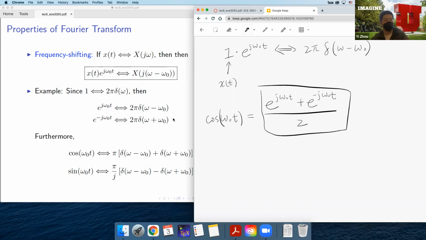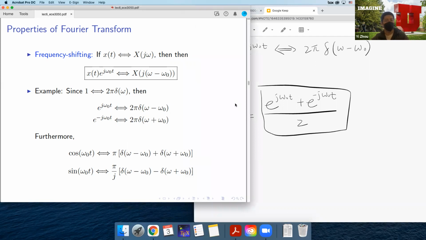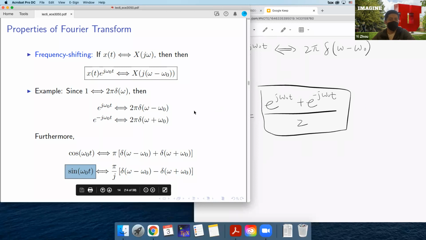So by the linearity of Fourier transform, we conclude that the spectrum of this one is simply the corresponding linear combination of these two spectrums. And this gives the spectrum of the cosine signal. And correspondingly, you can derive the spectrum for the sine signal. So we can see that the cosine and sine signals correspond to a pair of impulses in the frequency domain.